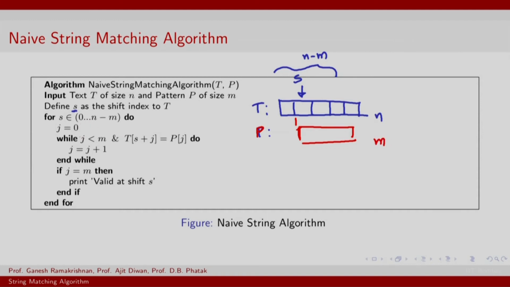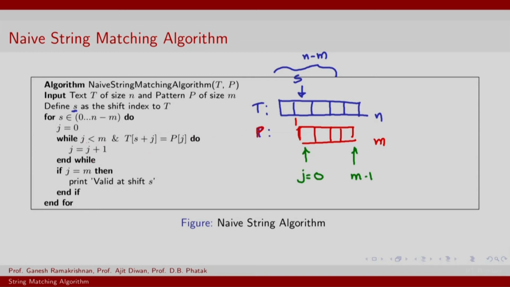So for this range of S, you are going to keep track of the position J. The position J is basically the index into P. So you vary J over the positions in P and do it till J is less than m. So J starts with 0 and maximum value of m minus 1. You are going to match T[S plus J] with P[J] at every point of time, and in case there is a mismatch, you terminate.